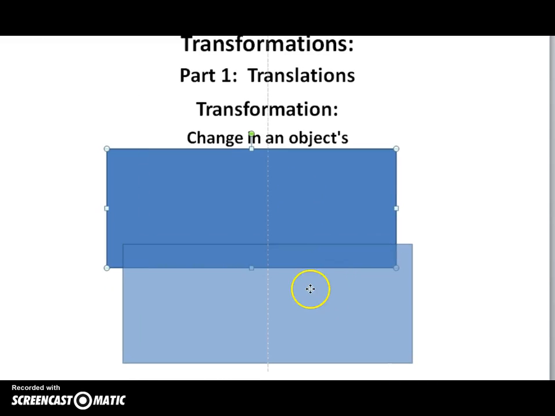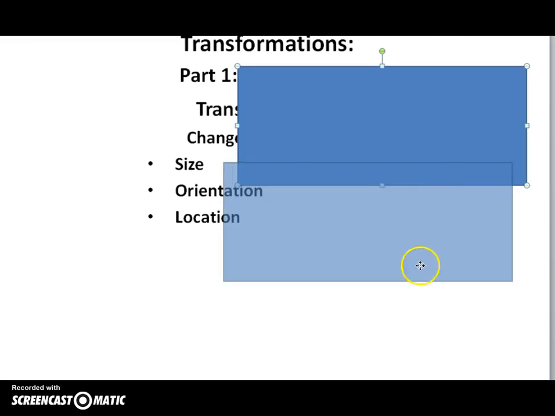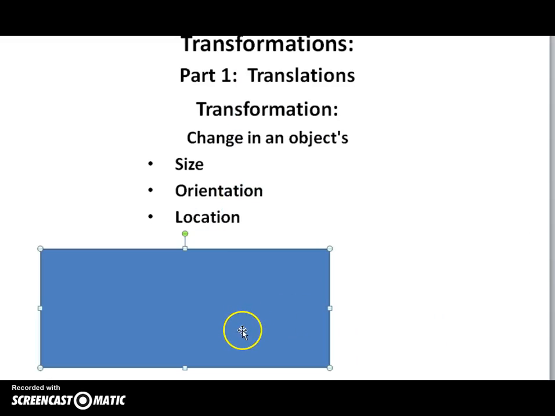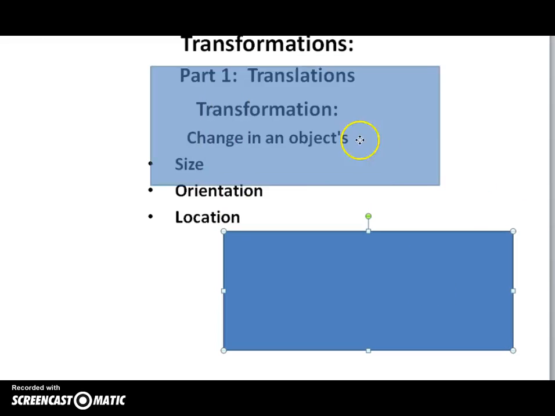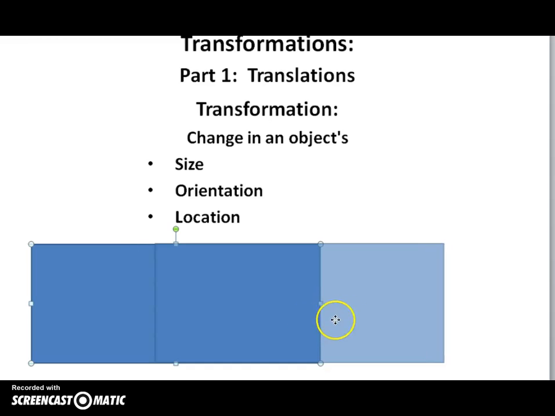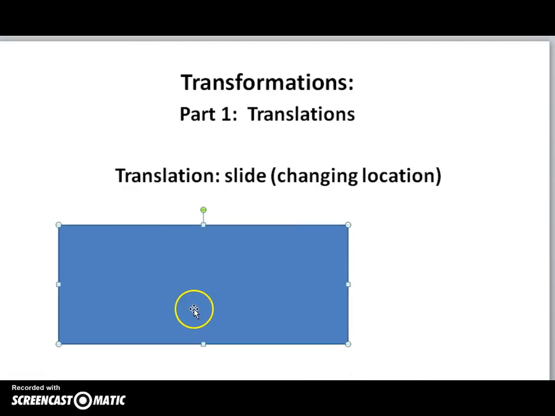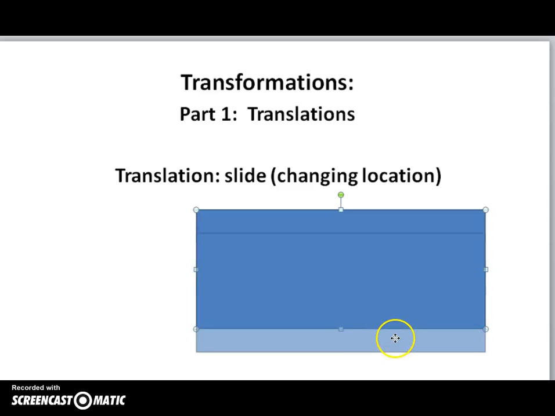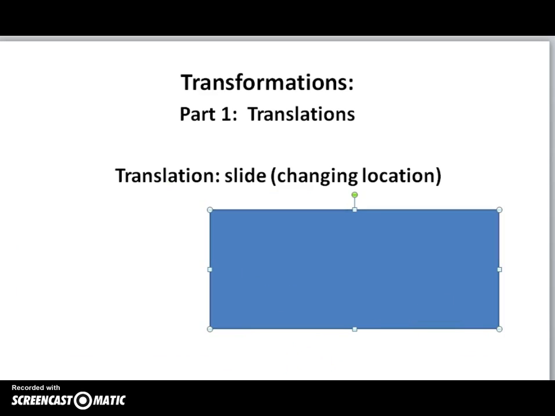And the last one here is location. Location is simply moving it from one part of an area to another part. Okay, notice I'm not changing the orientation, I'm not changing the size. I'm literally just moving it from one place to another. That's the one we're going to talk about first, this location, and that's called a translation. So a translation, once again, is basically a slide. It's changing the location of an object without changing its size or its orientation.